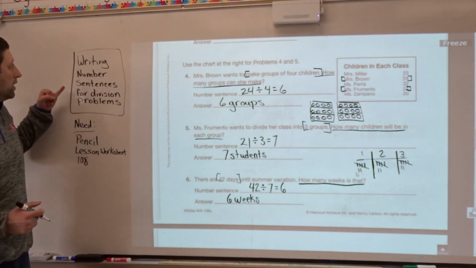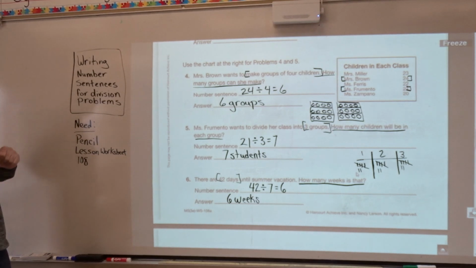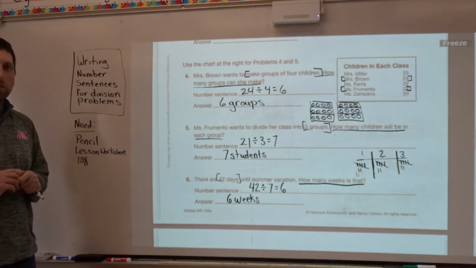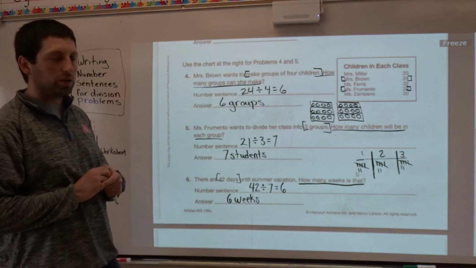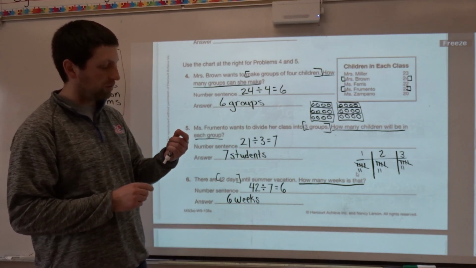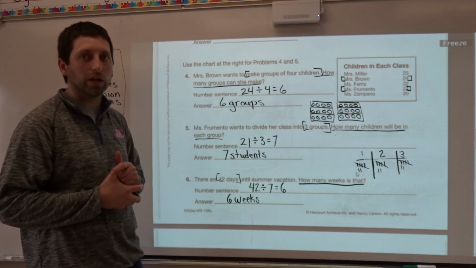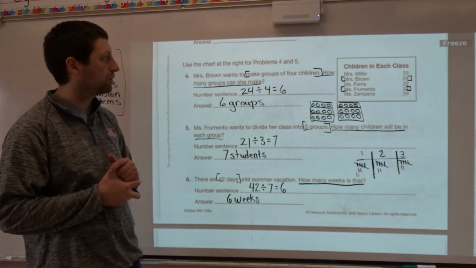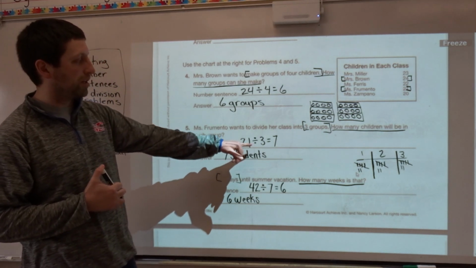So that's how you can write number sentences for division problems. Remember, you can always draw a picture if you're not sure how to solve it. You could draw a chart. Okay, I showed several different ways to go ahead and solve that if you're having troubles once you get your number sentence written down.